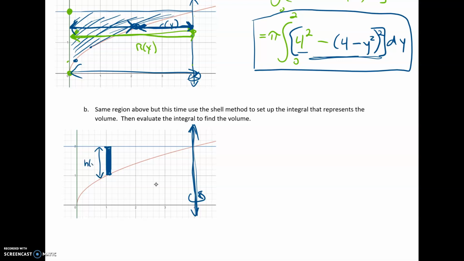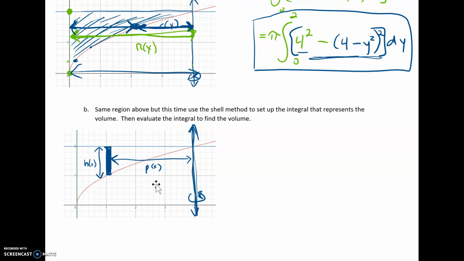We call that h of x, I think. Your book called it that. And then we need to find the distance from this to here. P of x or r of x, doesn't matter what you call them, you just need functions of x there. And again, it's always important to remember if you're doing the shell method and you're rotating vertical, then you're dealing with functions of x.